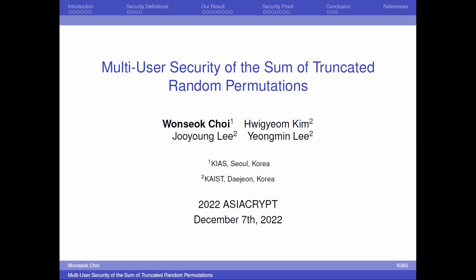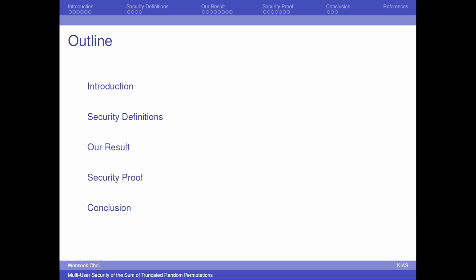My topic is multi-user security of the sum of truncated random permutations. My name is Won-seok, and my co-authors are Hee-kyum, Ju-young, and Young-min. This is our outline for today, and let's start with the introduction first.